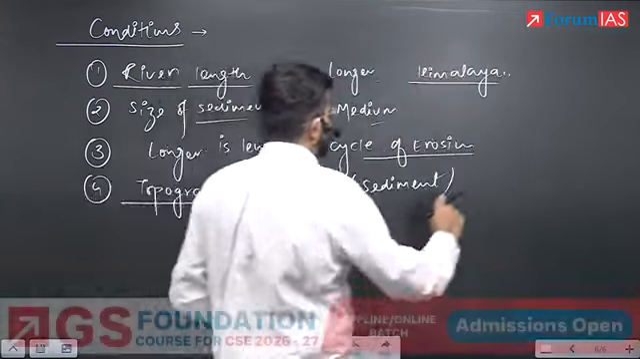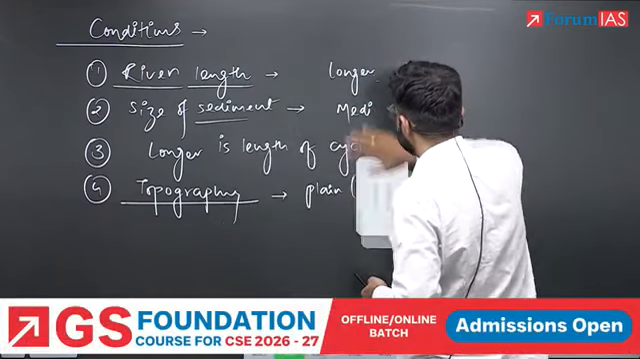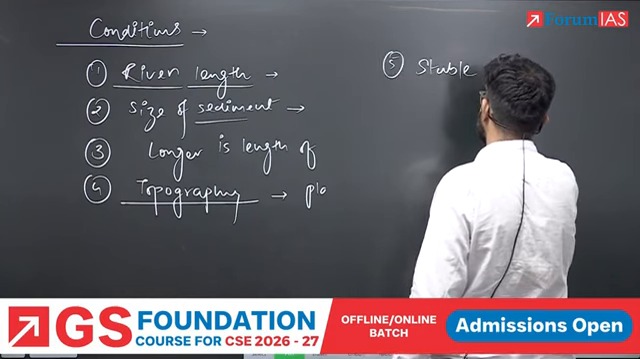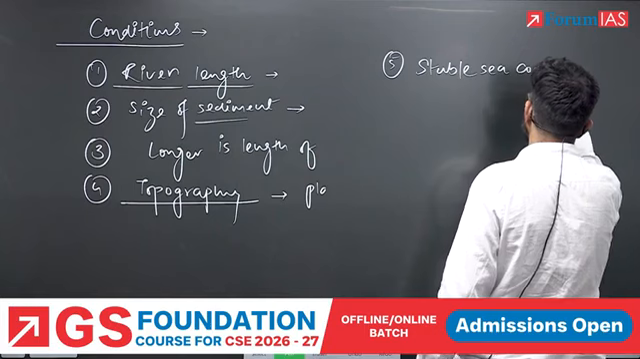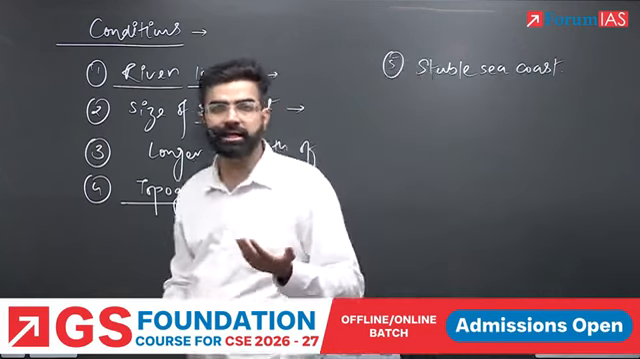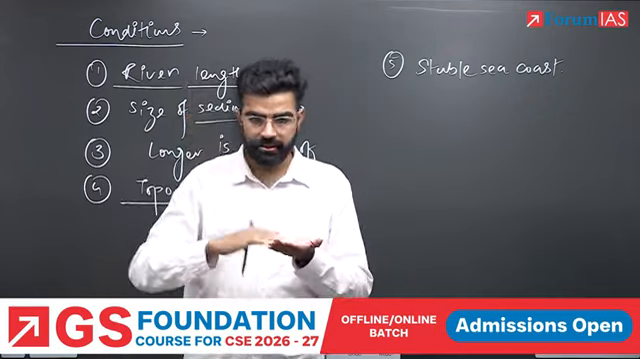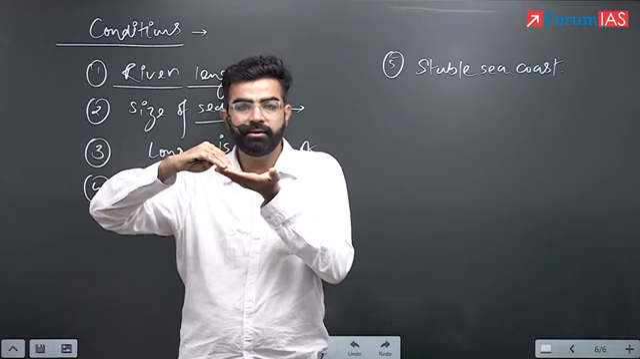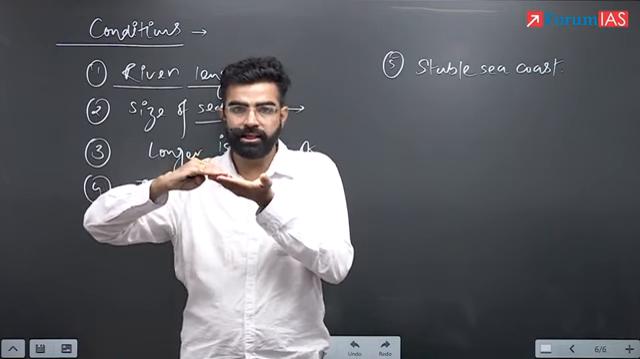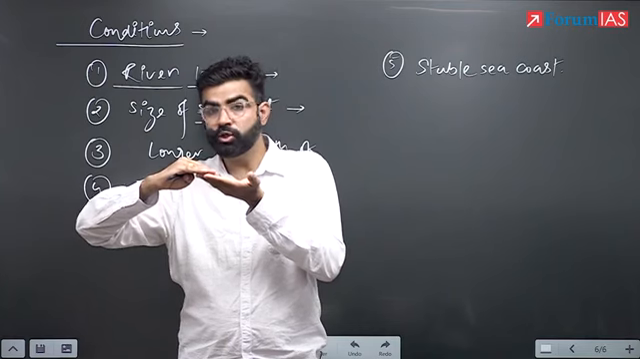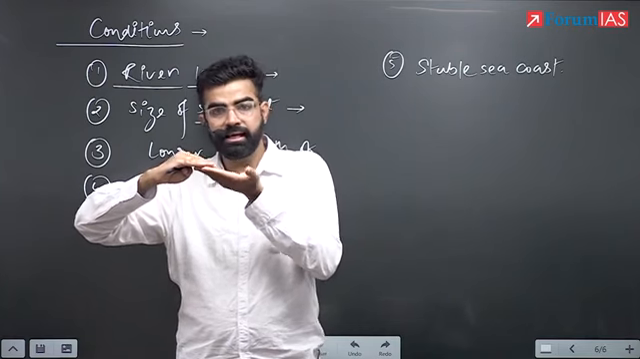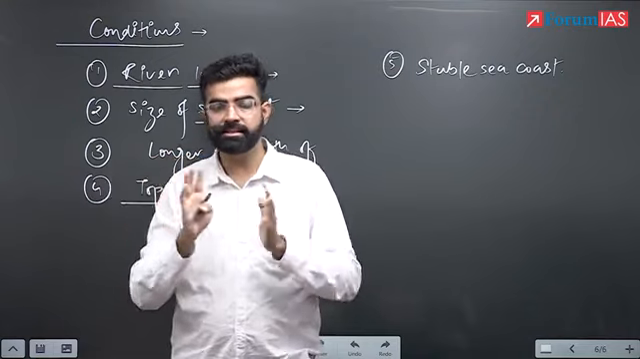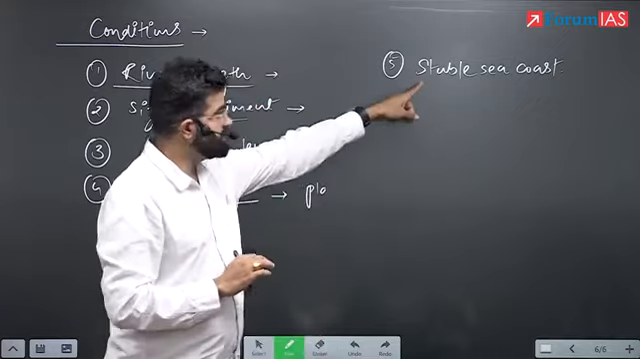Fifth condition is, see here now, we need a stable sea coast. What is the meaning of a stable sea coast? It means it should not be tectonically active. What will happen otherwise? For example, the river is bringing some sediments, and these sediments are getting deposited here, and the delta formation has started. Now, because of tectonic activity, what could happen? This area may be disrupted, may be disturbed, and therefore the delta formation will be completely disrupted or affected. Therefore, we need a stable sea coast.